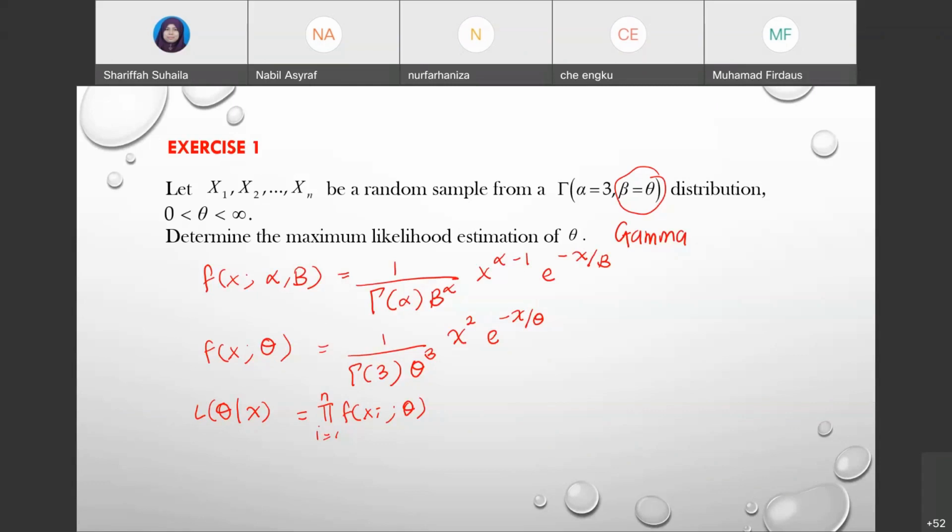Okay. So again, you will have 1 over gamma 3 theta cube. Okay, kita ada n times. Maksudnya kita repeat benda tu, step satu. Right? So you have n times. So kalau tak pasti, expand dulu. Maksud saya buat f x1 theta, multiply f x2 theta, sampai kamu ada f xn theta. Okay, so you will have this form: 1 over gamma 3 theta cube, bracket to the power n. Okay, ini product. So x1 square, x2 square, xn square. So what we have here is just a product of your xi and then square.